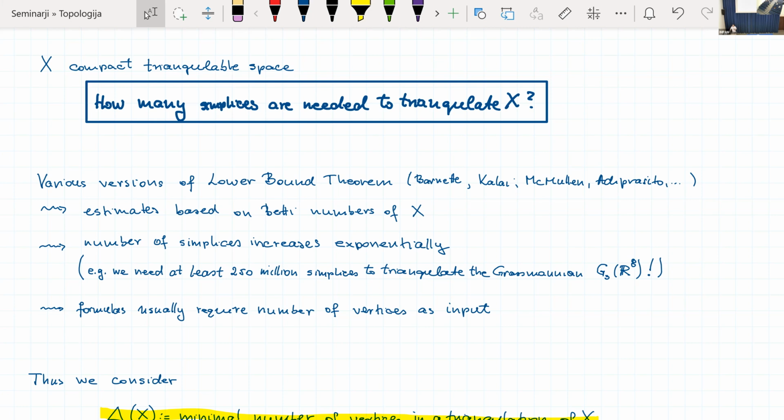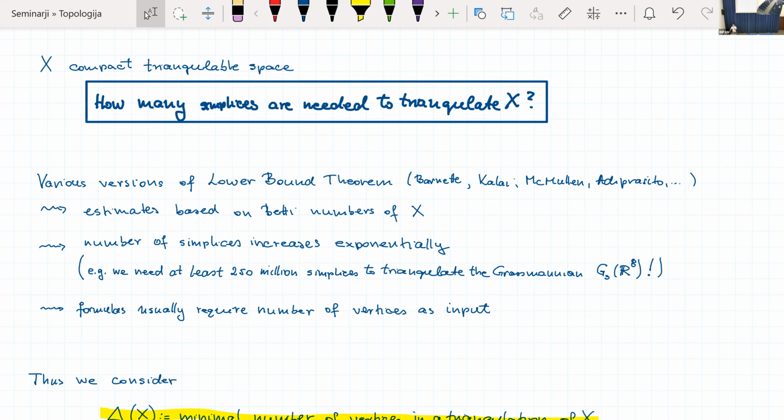Also there are other techniques that are used to estimate this. There are different versions of so-called lower bound theorems, starting from the 70s with Barnette, then Kalai, McMullen, Adiprasito. So there are some recent developments in this area.